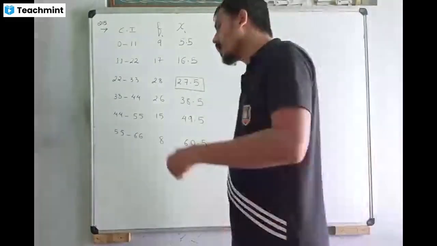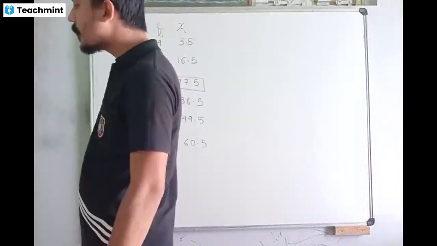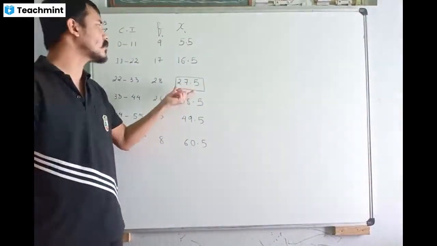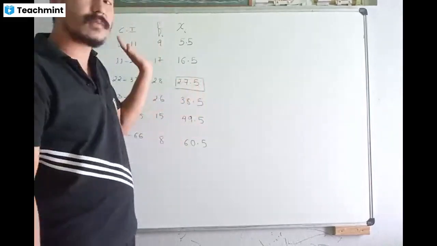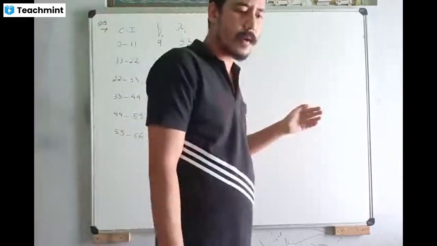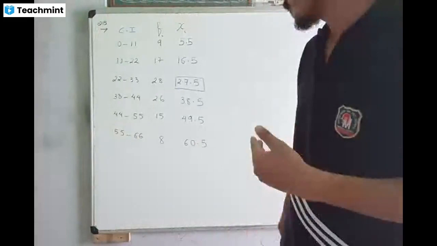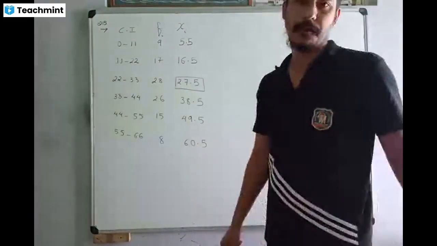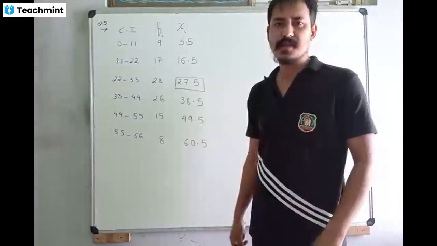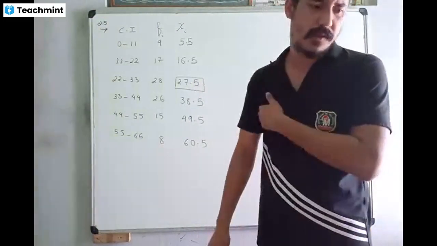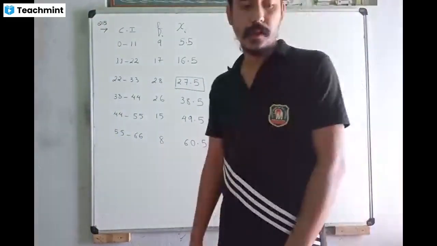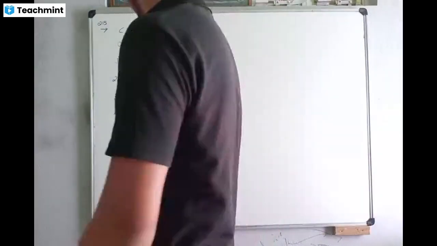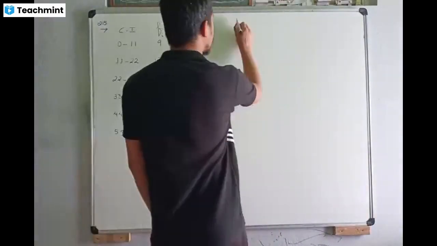That means your arithmetic mean will be approximately equal to that value. It will be somewhat close to this value. It can be a little bit larger than this, or a little bit smaller than this. That is no problem. So this value is known as your assumed mean.